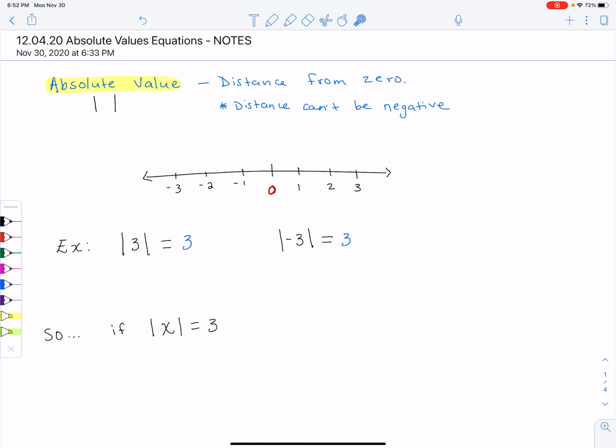So if you keep that in mind, if the absolute value of x equals 3, then x could have 2 possible values. X could either be 3, because the absolute value of 3 is 3, or x could also be negative 3. So when we're talking about absolute value equations, we have 2 possible answers: a positive answer and a negative answer. That's really the big idea of absolute value equations. You have to take into account both possibilities. So it's really solving 2 equations in one.